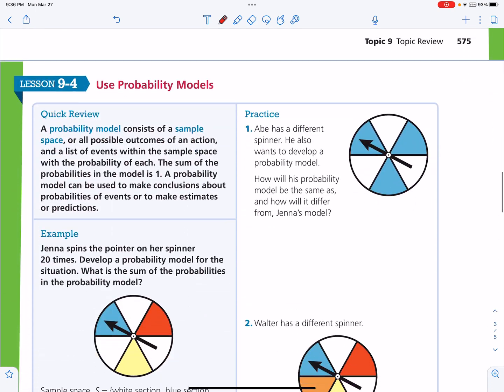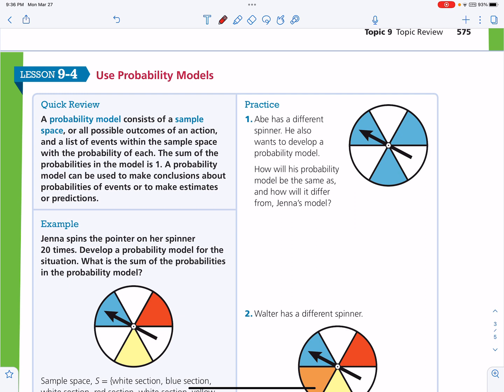Okay. All right, let's go ahead and move to your next lesson chunk, which is 9-4. This is using probability models. A probability model, remember, has a sample space and lists the events and their probabilities, okay? And so you have to have both of those on the test. I break it down for you.